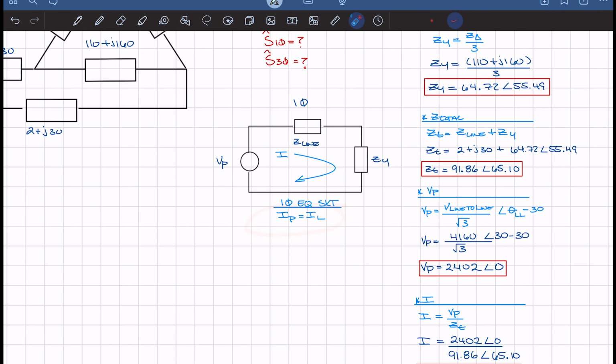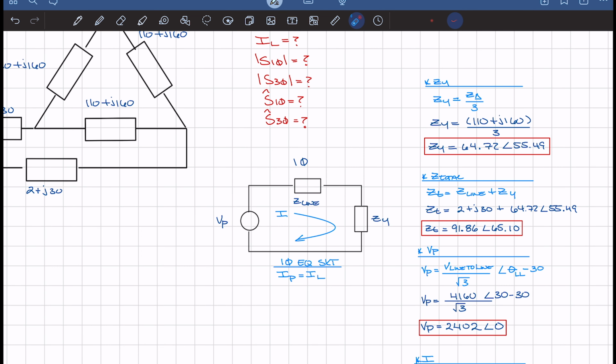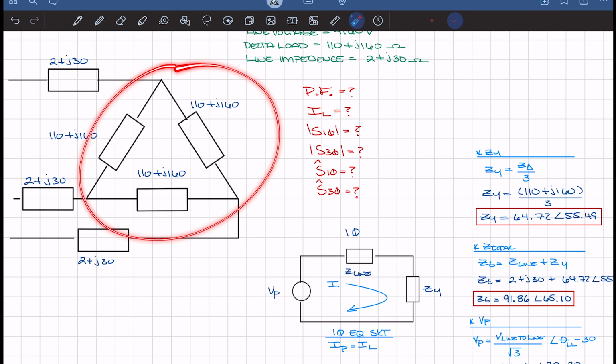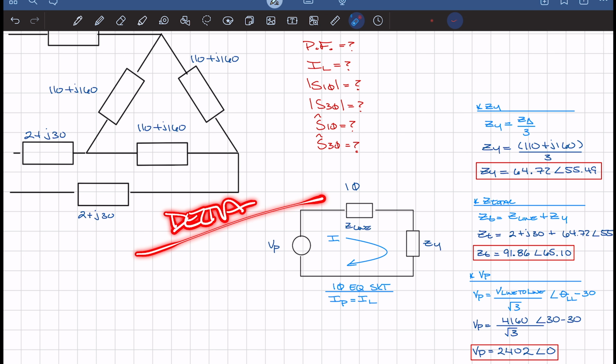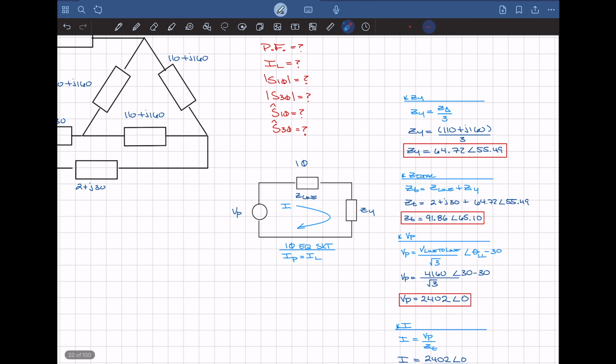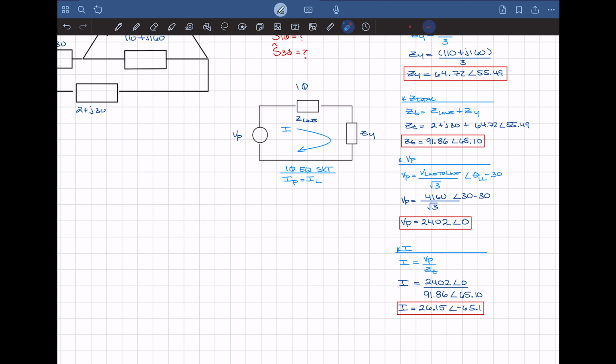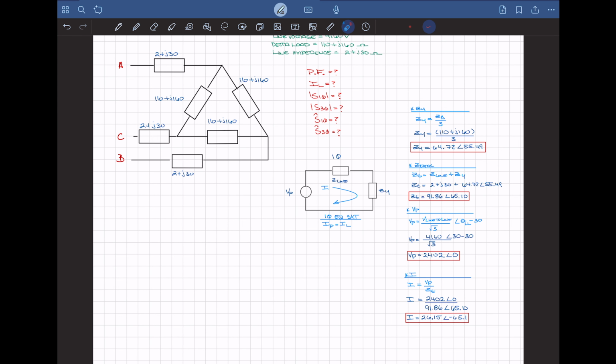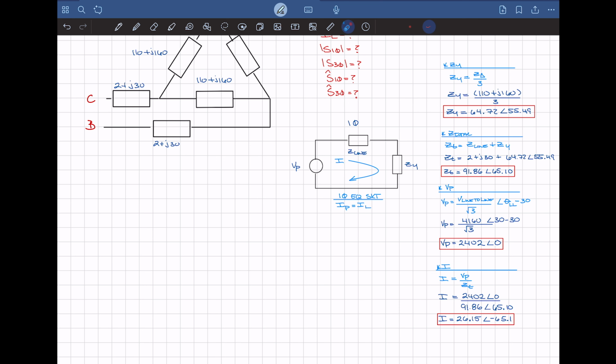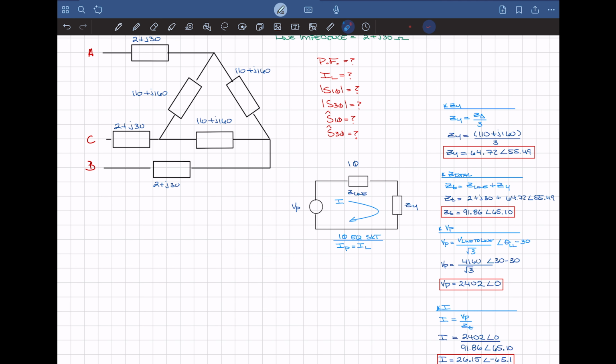So you may be wondering, how does I phase equal I line on a delta load when we know that delta current I phase is equal to I line over the square root of 3? This is where the change from delta impedance to a Y impedance comes into play. So now that we have Z total, V phase, and the current, we can solve the following.